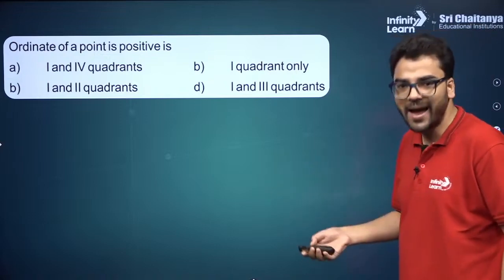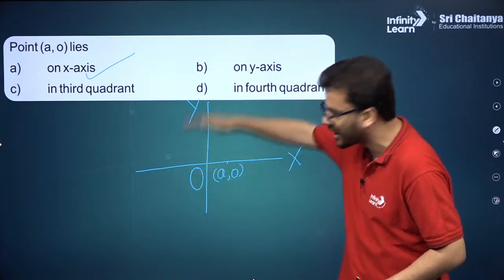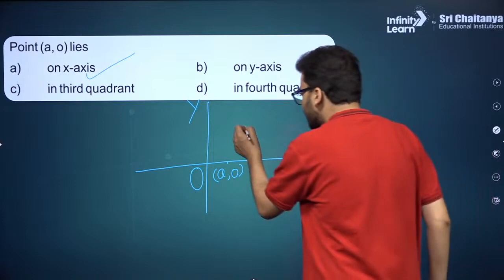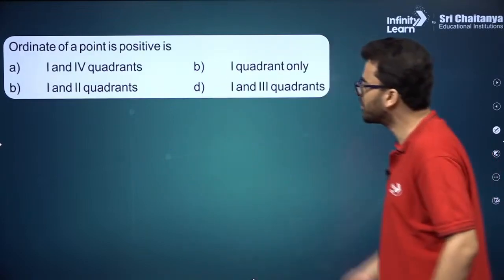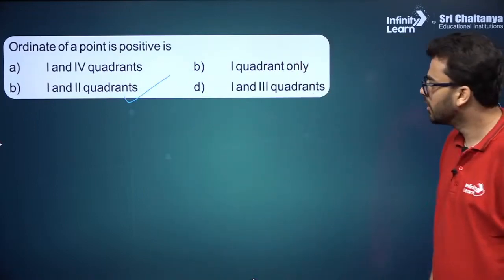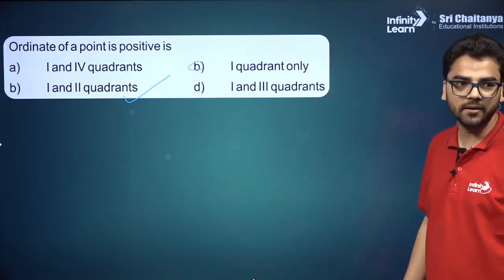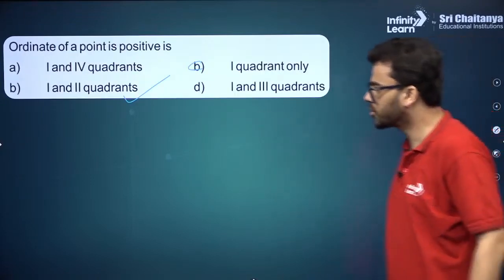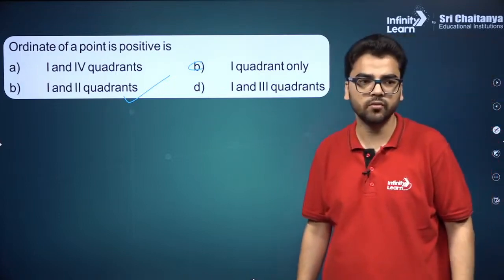Ordinate means the y coordinate. So y coordinate will be positive when you are above x-axis. You got that? Y coordinate is positive when you are above x-axis. So you will say that ordinate is positive in the first and the second quadrants. I hope it is clear. So option B is correct. First and second quadrants.